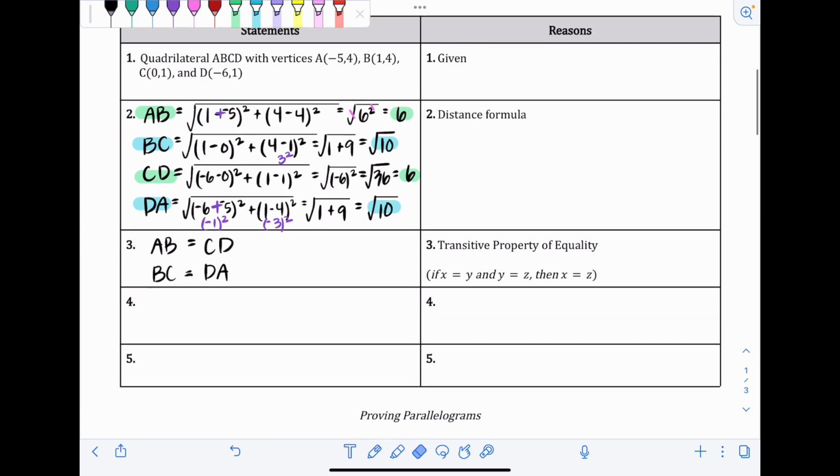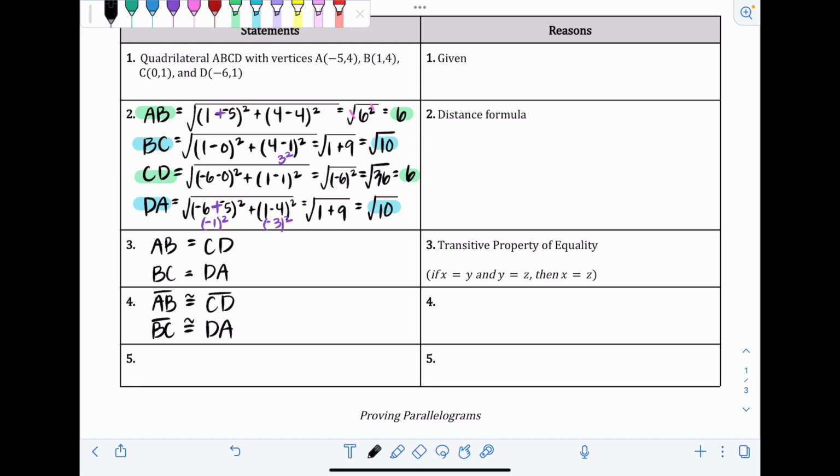Okay, and then now that we've said that those distances are equal, we can go ahead and say that those line segments are congruent to each other. So we can say A to B, or segment AB, is congruent to segment CD. And then we can also say segment BC is congruent to segment DA.